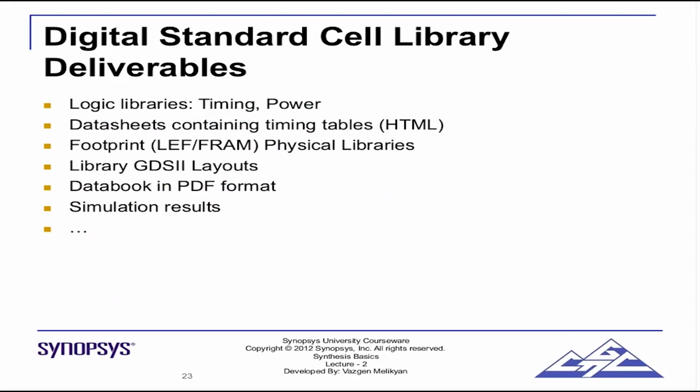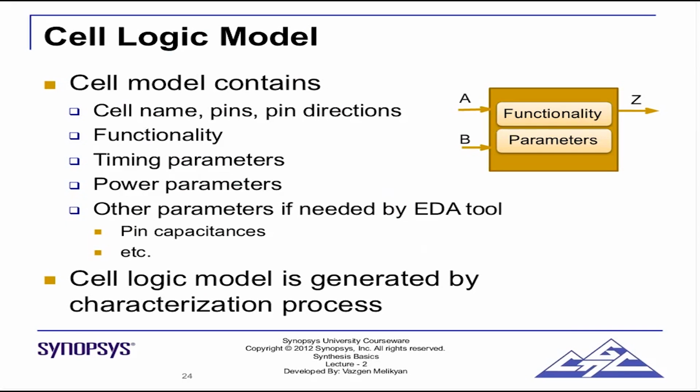So we talked about deliverables. The logic libraries have timing, power. Let's see the following slide. Now the cell logic model level. I'm talking about dotlib here. It contains cell name, pin direction, functionality, timing, power, or any other parameter needed by the EDA tool. For example, capacitances. But the process of generating the cell logic model is called characterization.